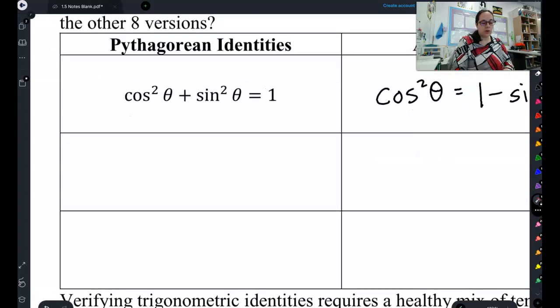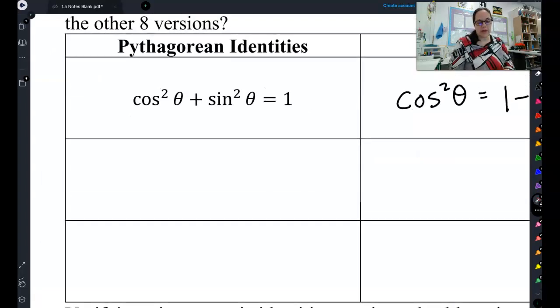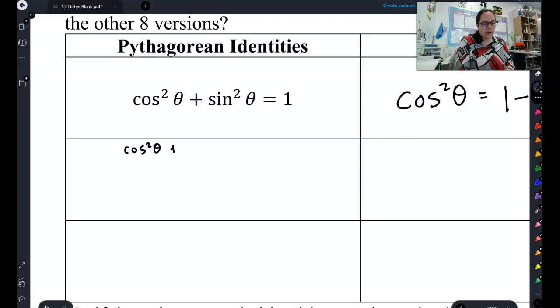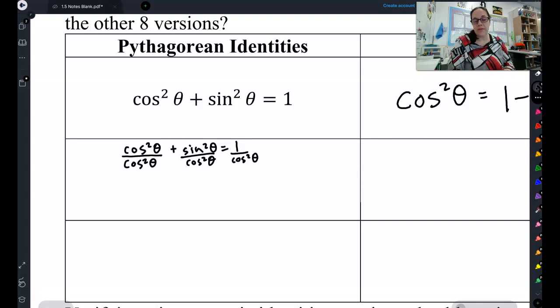Now, we're also going to do one more thing to this Pythagorean identity. We're going to take this Pythagorean identity and do one more manipulation. This first part of the manipulation, I'm going to take everything in this Pythagorean identity and divide everything by cosine squared. Now, because I divided everything by that, I didn't actually change it. Now, let's see what we've got.